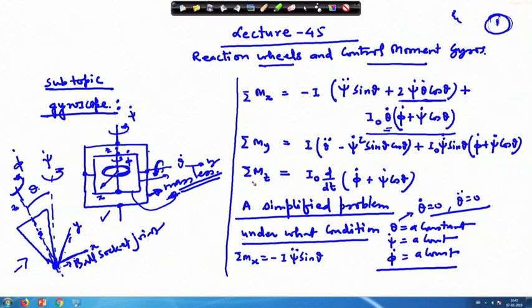If we look at this part, the moment about z is I 0 d by dt of phi dot and psi dot. As per our original problem, we wanted to solve this problem. Along this axis no moment is acting; this is the vertical axis, which we have written as the capital Z axis.